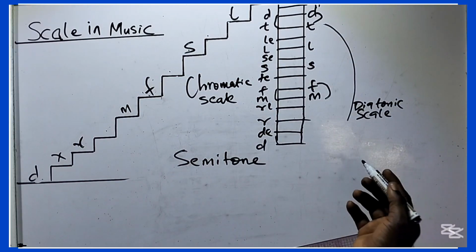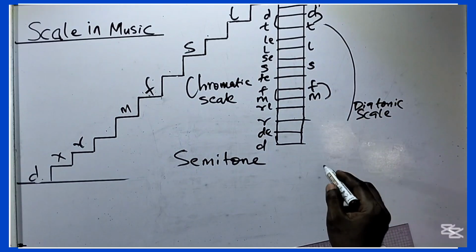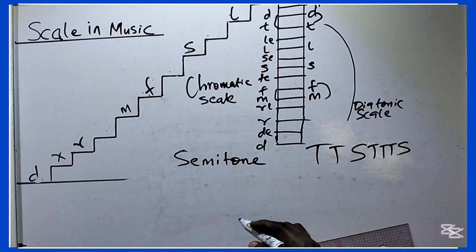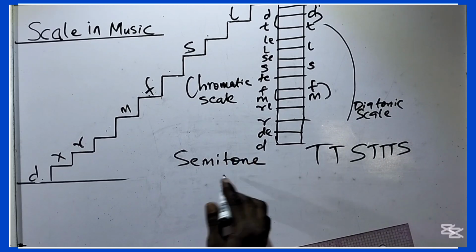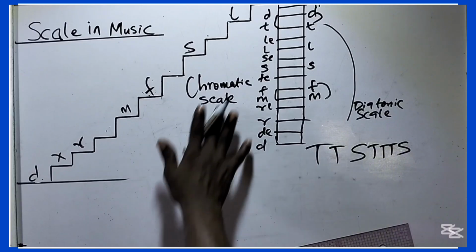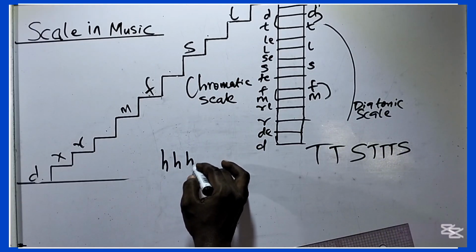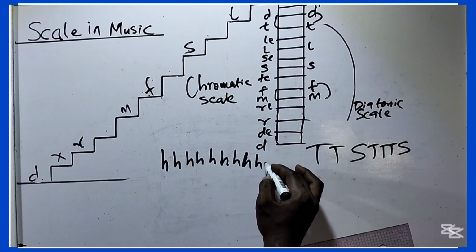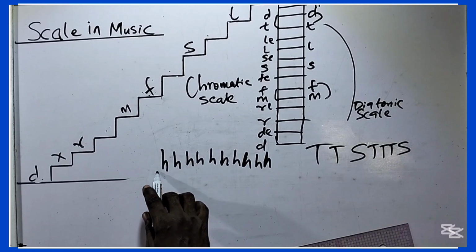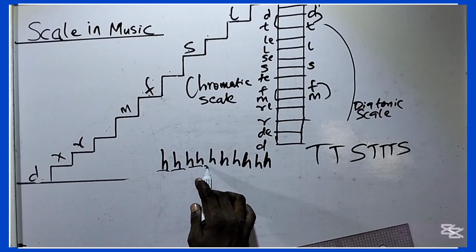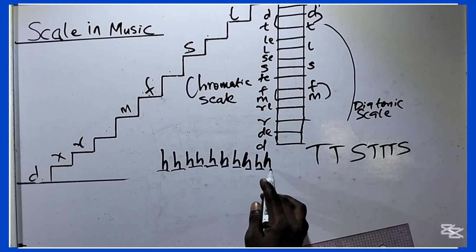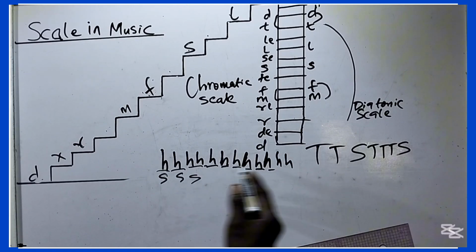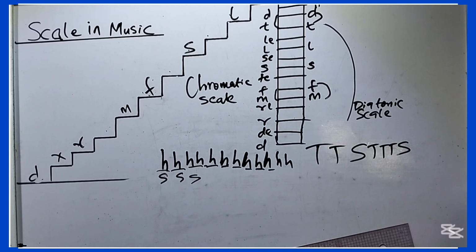So the formula for this diatonic scale, we call it tone, tone, semitone, tone, tone, tone, semitone. That is the formula. And the formula for the chromatic scale is half step, half step, half step, and so on, all half steps. So it's half step, or S S S, showing semitone. That's how it works. Okay.